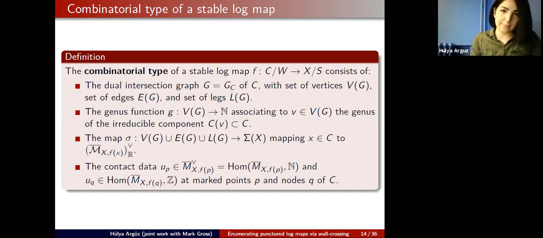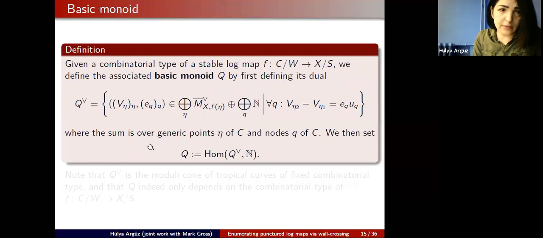It is like the contact, and there's the contact data u_p, which is in M bar dual, which is Hom of M bar to natural numbers, the Gauss sheaf. And similarly, you can define contact data for marked points and nodes. So this is a technical description, which I will not go into too much detail.